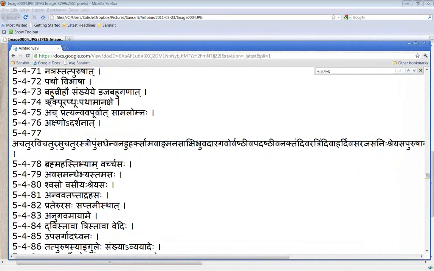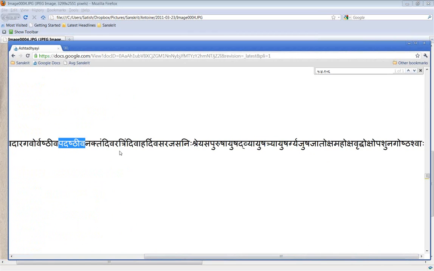Achatura, Vichatura, Suchatura, Sri Pumsa, Dhenvanaduha, Ruksama, Vang Manasa, Akshi Bhruva, Dara Gava, Urvoshchiva, Padashchiva, Naktandiva, Ratrindiva, Ahardiva, Sarajasa, Nishreyasa, Purushayusha, Dvayayusha, Trayayusha, Rugyajusha, Jatoksha, Mohoksha, Rudhoksha, Uparshuna, Goshtashwaha.